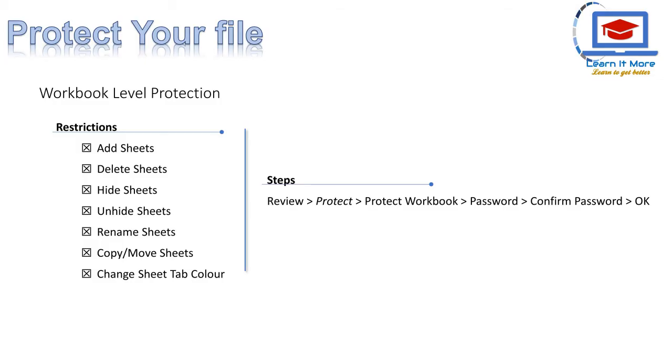The another level of protection is protecting a workbook. This level of protection restricts the user to do structural changes in the workbook. Like, the user will not be able to add, delete, hide, unhide, rename, copy, or change the tab color of the sheets. This is known as workbook level protection.